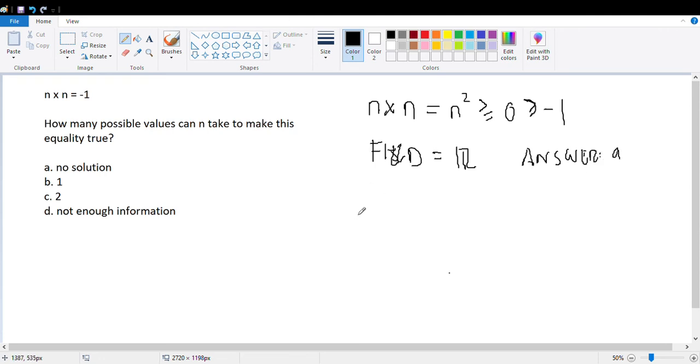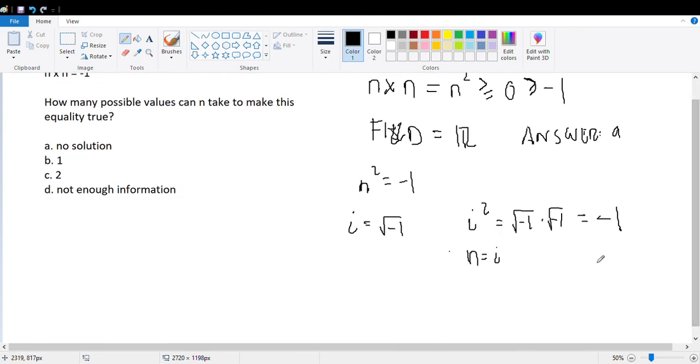If I'm dealing with the complex numbers and I have n squared and I want it to be equal to -1, I know that if I choose i being the square root of -1, then i squared is the same as the square root of -1 times the square root of -1, the square roots cancel, and I get -1. So as an answer choice, I could have chosen n equals i. That gives me one solution in the field of the complex numbers. And we know that a lot of these solutions come in conjugate pairs, so another possible solution is -i as well.